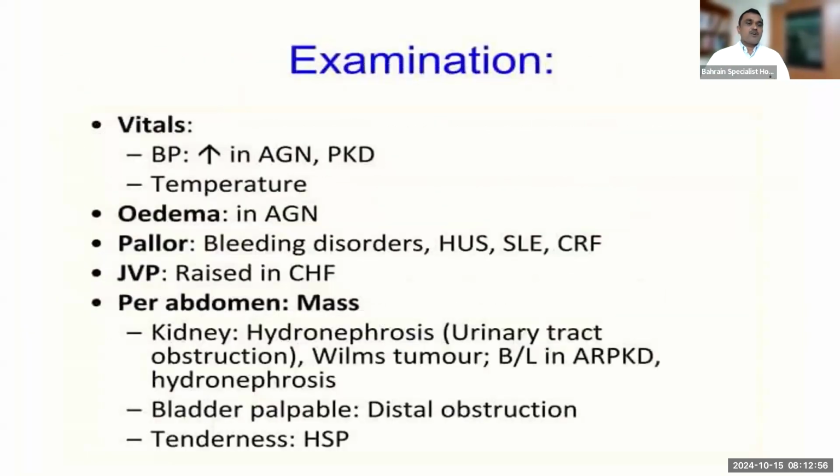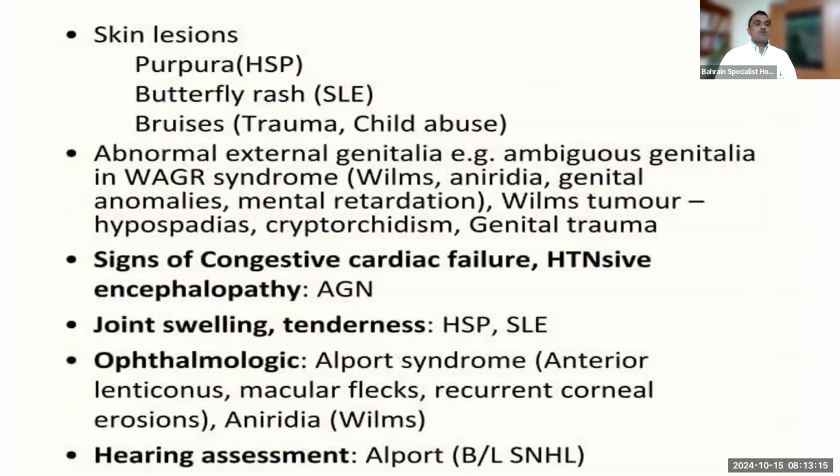After your thorough history, you have to do the examination. In this, you mainly check the blood pressure and any signs of edema or pallor, raised JVP, or per-abdominal mass, like you can see a kidney mass in hydronephrosis, or the bladder is palpable in distal obstruction, or tenderness is seen in HSP. You have to look for any skin lesions like purpura, butterfly rash or bruises, or abnormal external genitalia, like ambiguous genitalia in WAGR syndrome, which consists of Wilms tumor, aniridia, genital anomalies, and mental retardation, and Wilms tumor with hypospadias and cryptorchidism, and genital trauma.